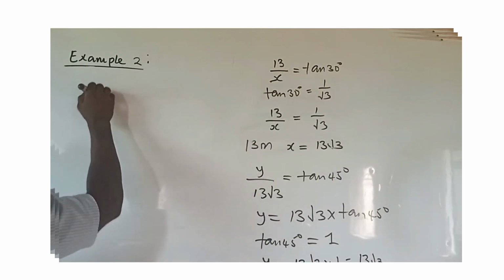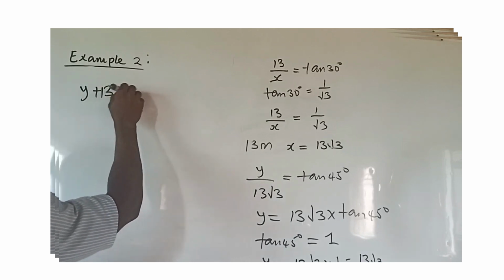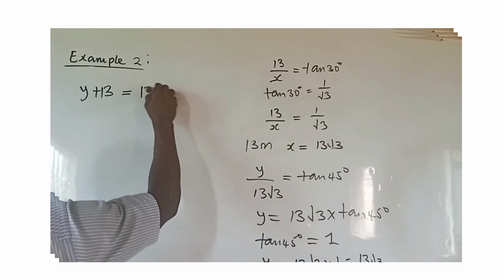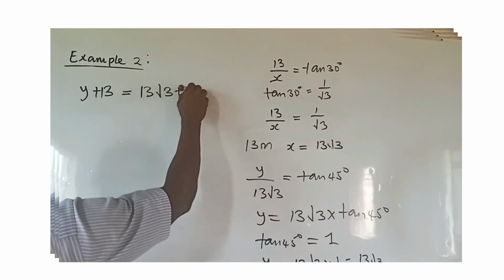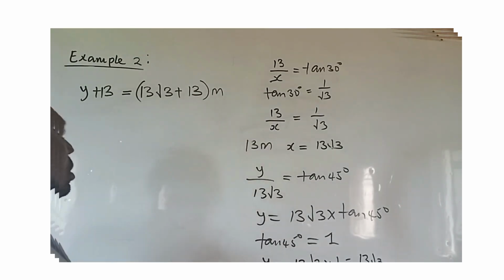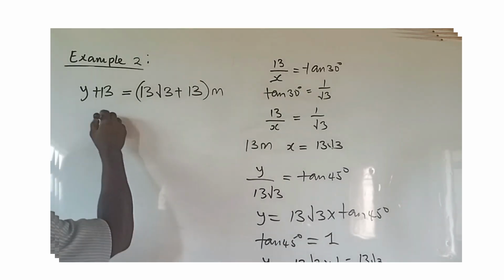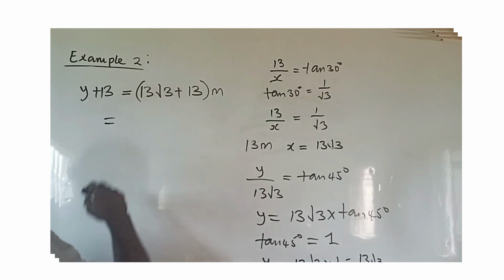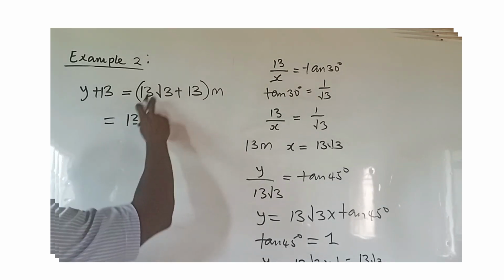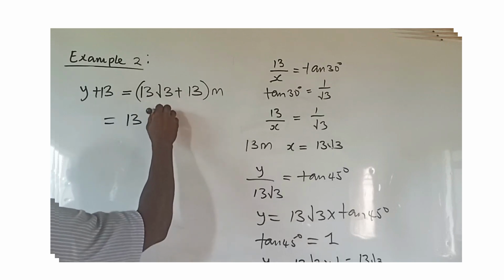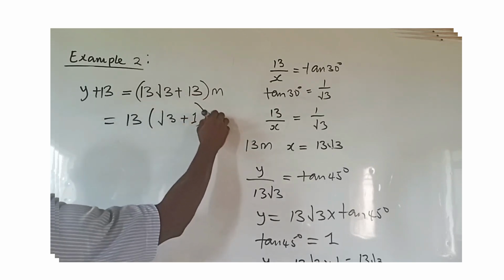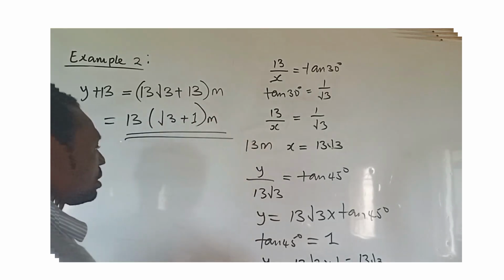Our y plus 13 is equal to 13 root 3 plus the 13 meters, which is the value for the height of the second tree. So that will give us that the value for the height of the tree is 13, factoring out 13 from both terms, bracket root 3 plus 1. So this is our value for the height of the second tree.